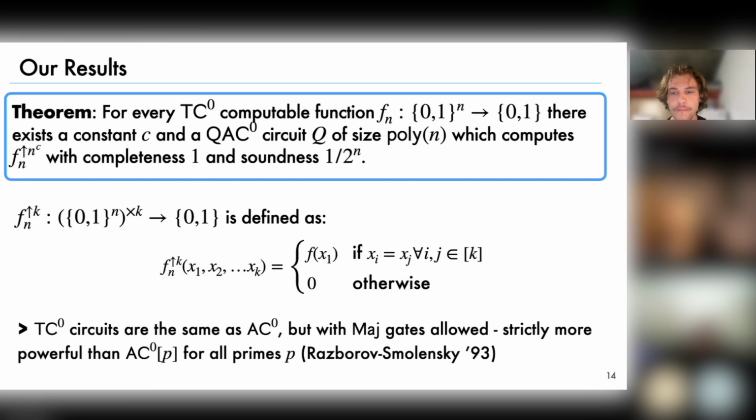I see. So is that what you call in the next slide the computing TC0 circuits?